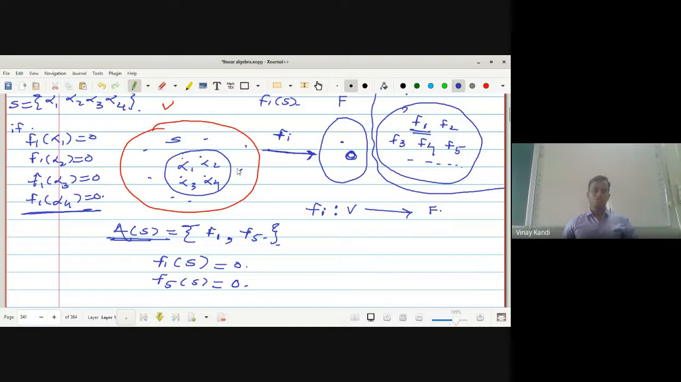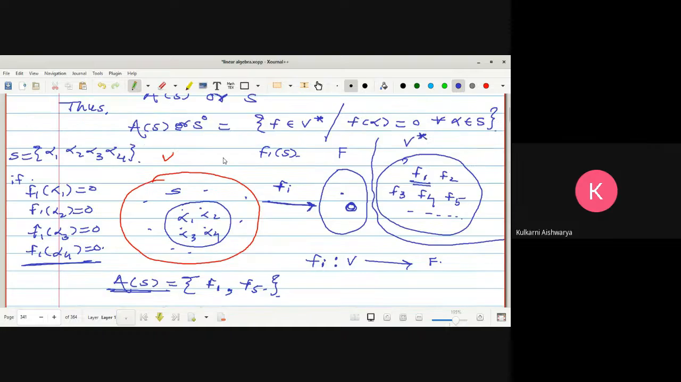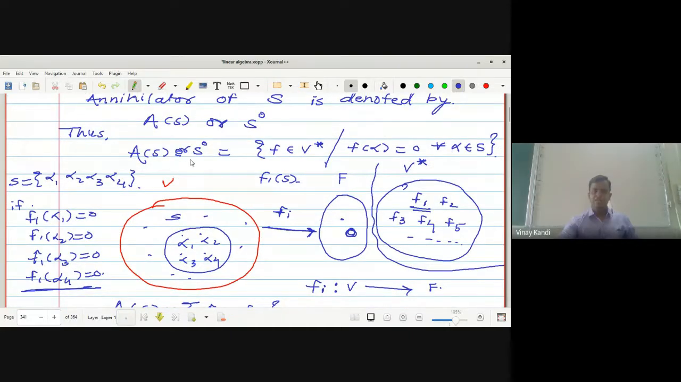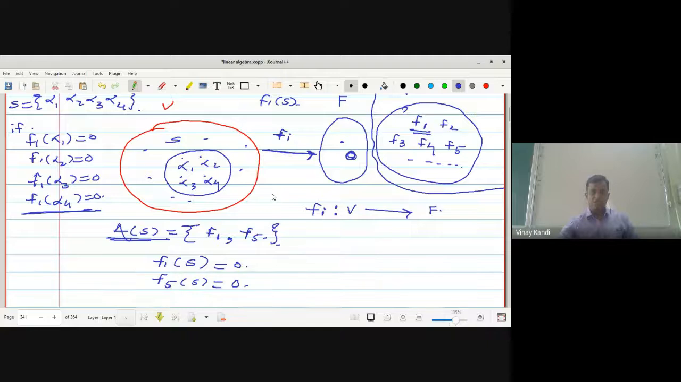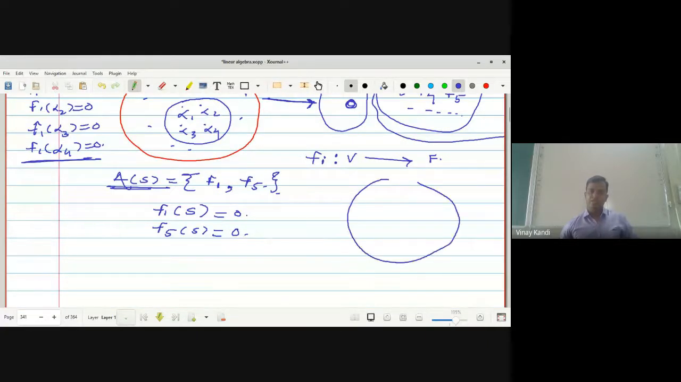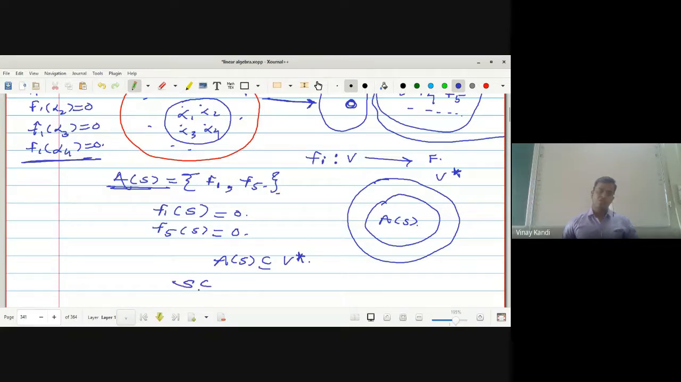Any doubt? What will be in the annihilator of S? Linear functionals. That is, suppose this is V star containing all the linear functionals on V, then the annihilator of S will be a subset of V star. Okay, that means if S was a subset of V, then the annihilator of S is a subset of V star.